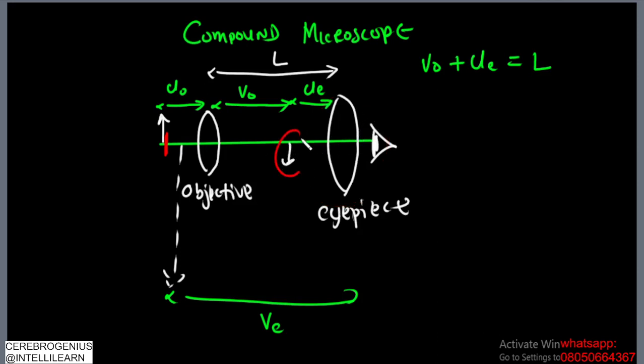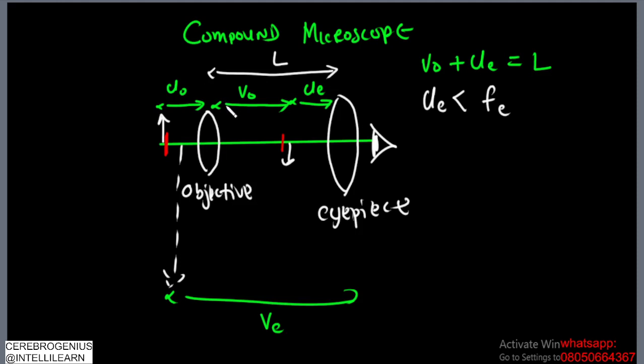So that means that we need this object to have entered its own focus, meaning that our ue must be less than the focal length of our eyepiece. Is it going to be less than it? Yes. So the object will fall inside its focal length. That's why I'm writing something like this. So this is the basics of how a compound microscope is going to work.